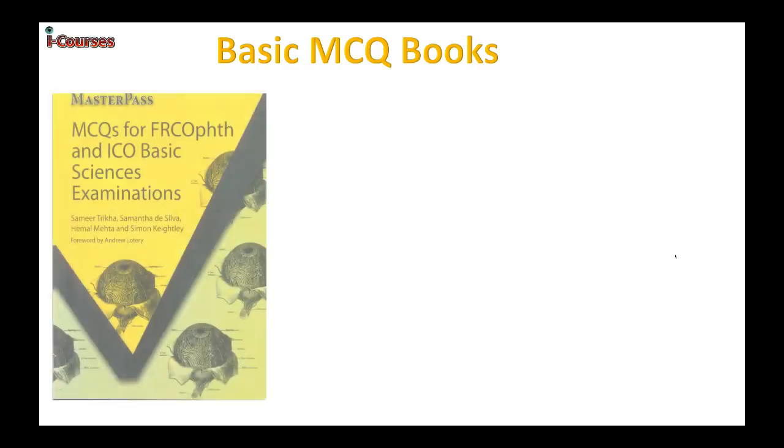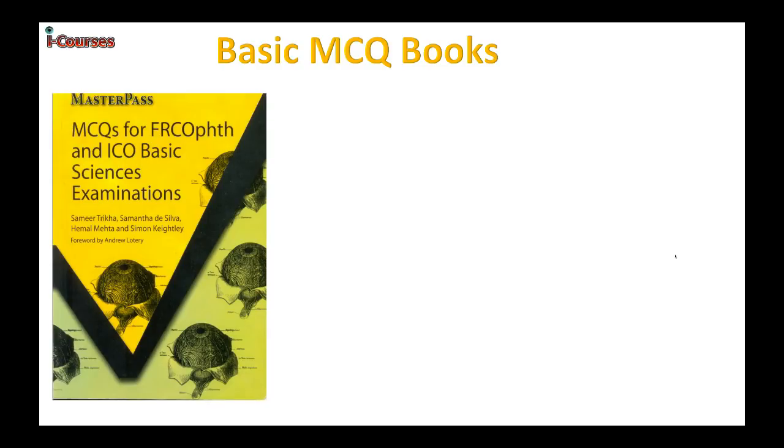From my opinion, the Master Pass is the first book to solve for this exam. It's called MCQs for FRCOphth and ICO Basic Science. This book will cover all chapters. It is a very organized book, as it covers chapter by chapter and gives you both MCQs and true or false questions, which are no longer present in the exam. However, they are good for practice. So this is the first book to start with.